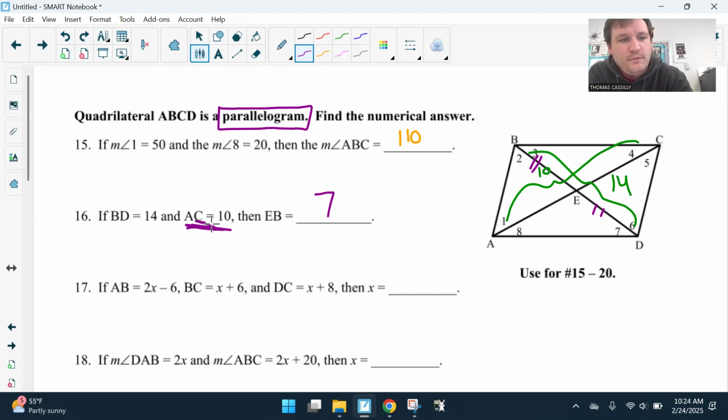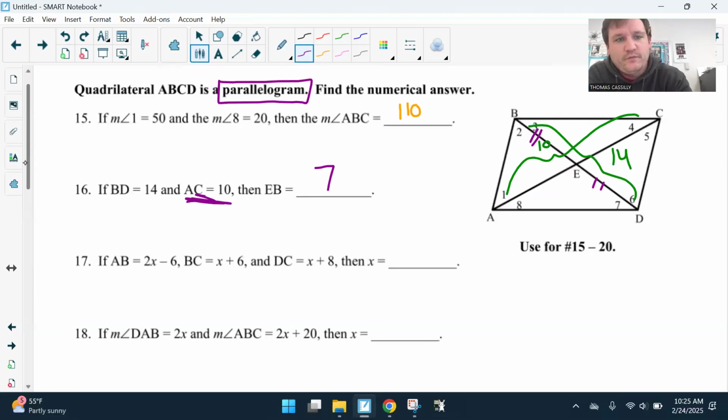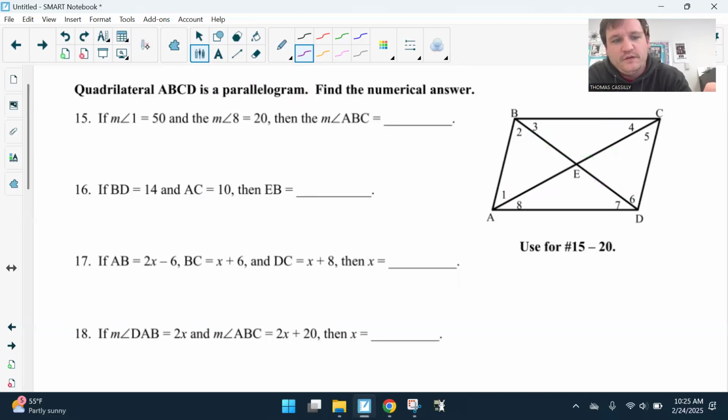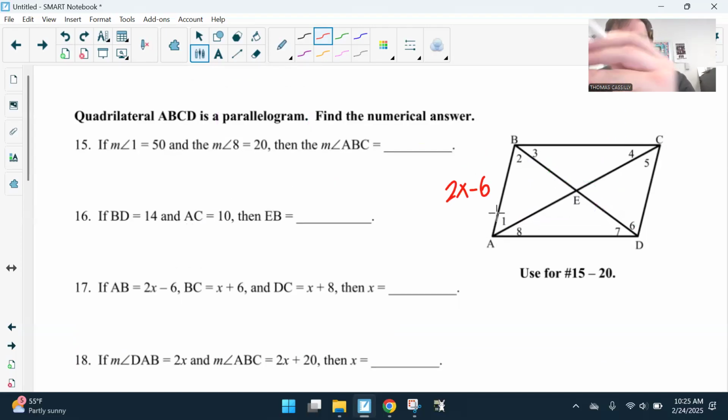Number 17 here. I'm just going to clear all this. AB is 2x minus 6, and BC is x plus 6. DC is x plus 8. So I'm just going to write this in. We have 2x minus 6. Guys, I give you a picture. Okay, draw all over it. BC is x plus 6. DC is x plus 8. All right, what do we do?